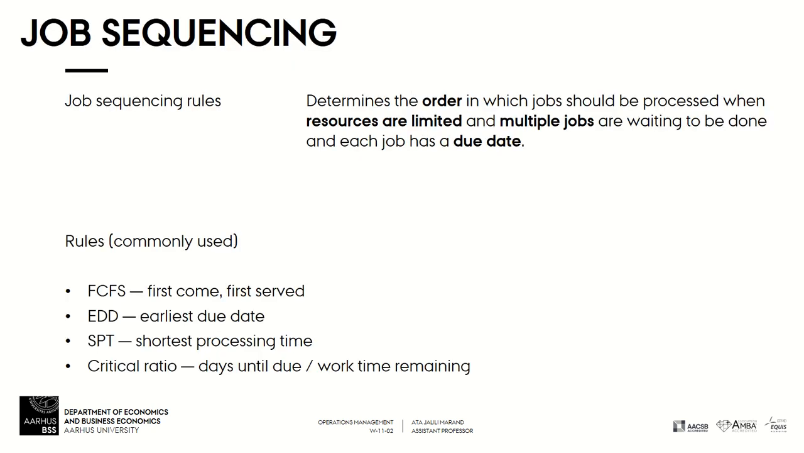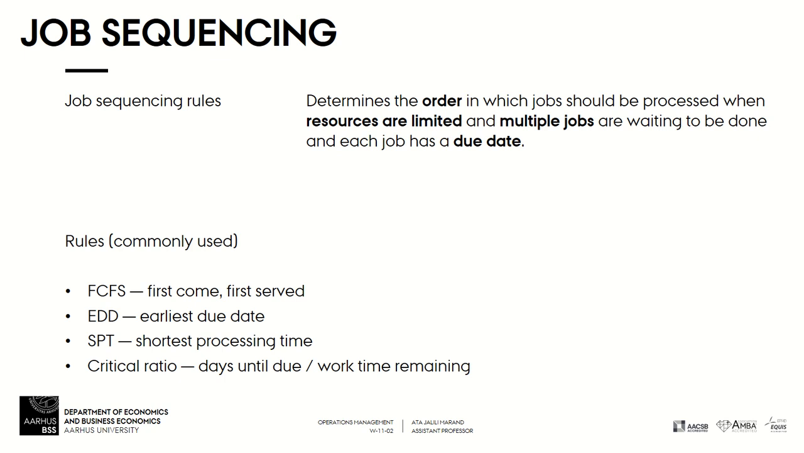One of the tools that is used to do so is job sequencing, in which we determine the order in which the jobs should be processed. Usually there are many jobs that need to be processed, that need to be done, and we have limited resources, so we cannot process all of the tasks, all of the jobs at the same time. So they need to wait to be processed.